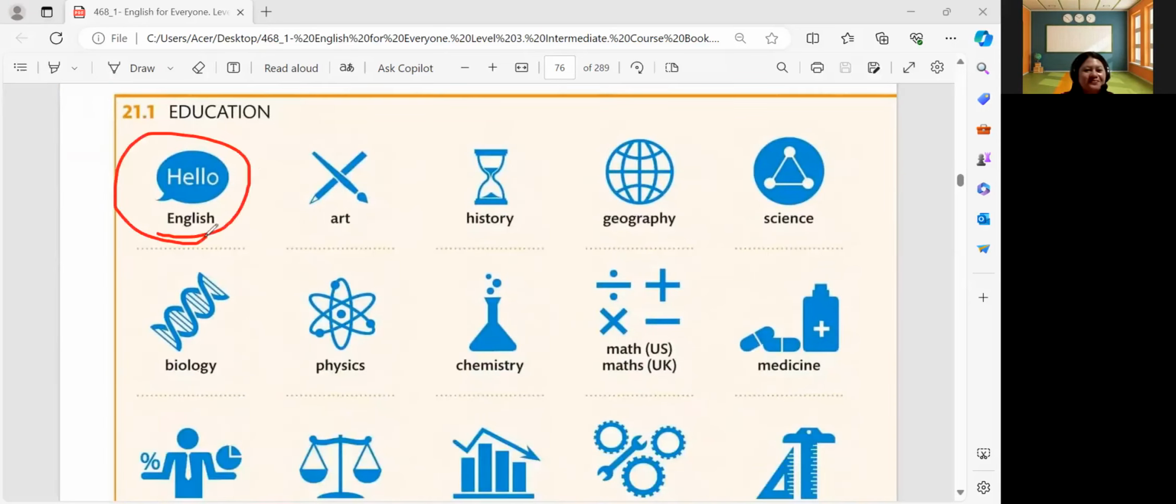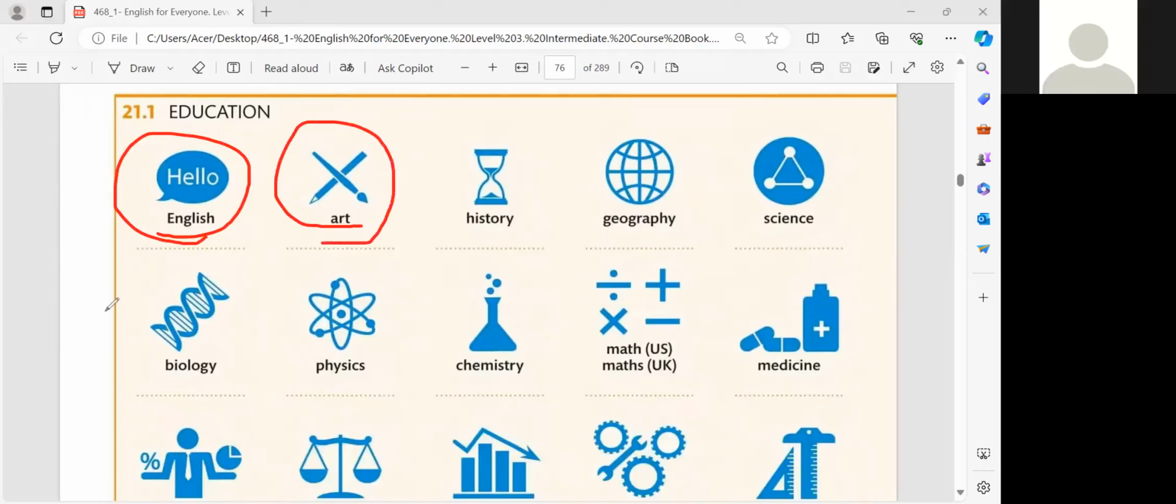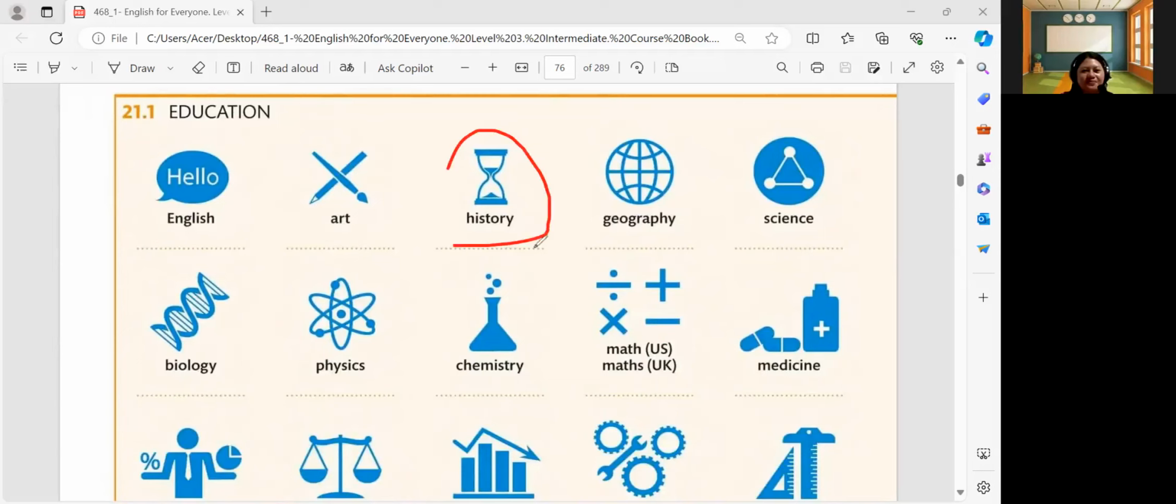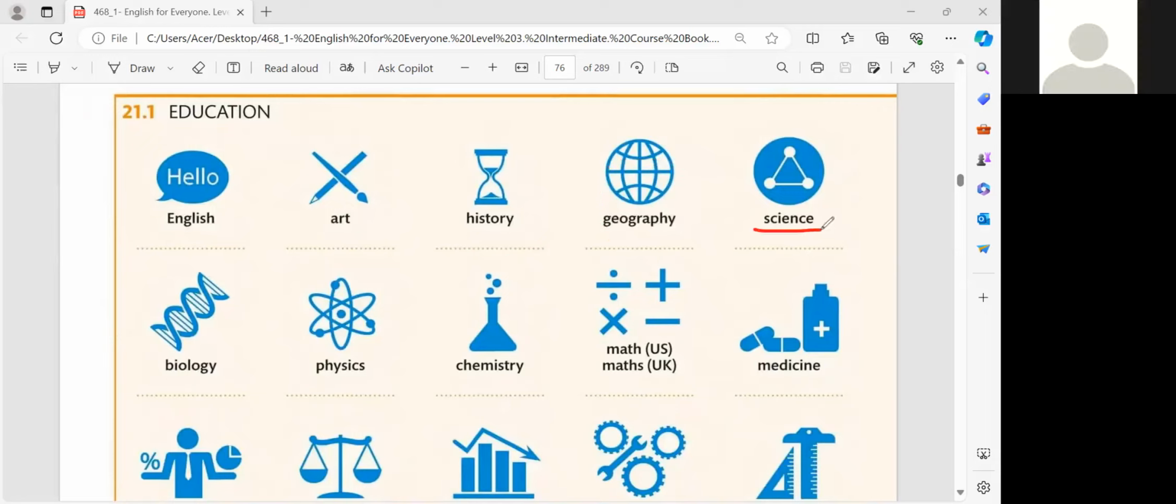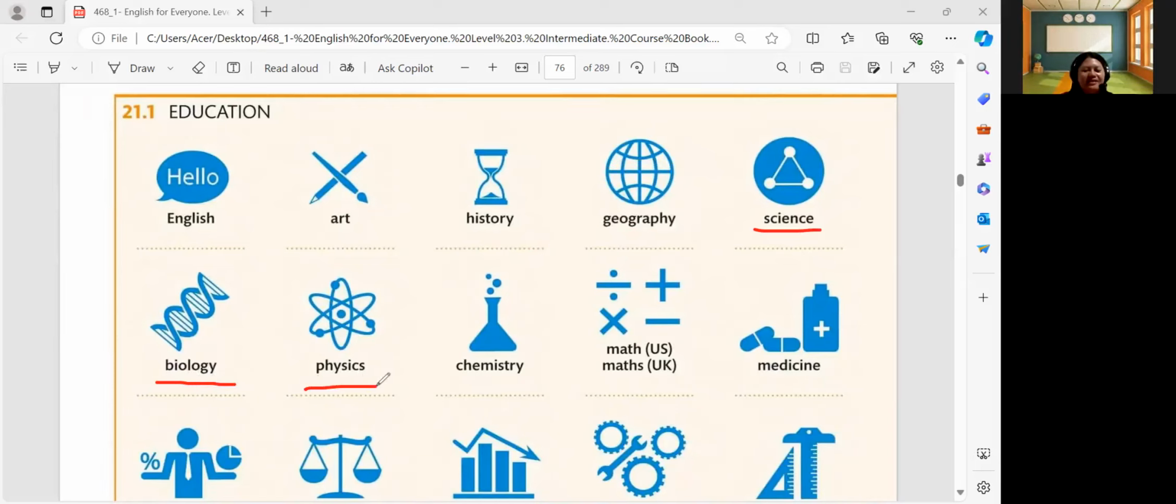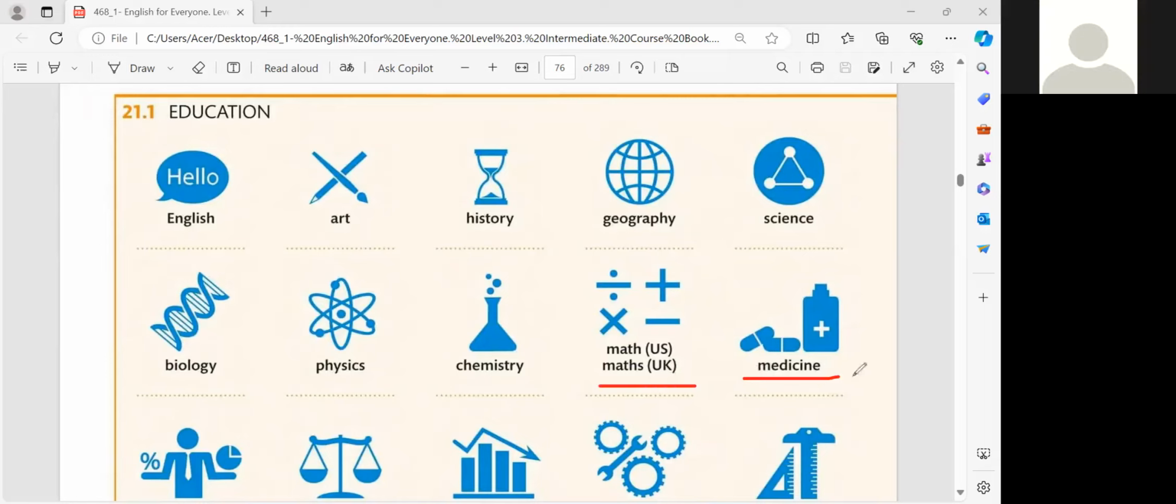And then here, let's start. Can you read this one? English. Art. History. Geography. Science. Biology. Physics. Chemistry. Math. Okay, very good.